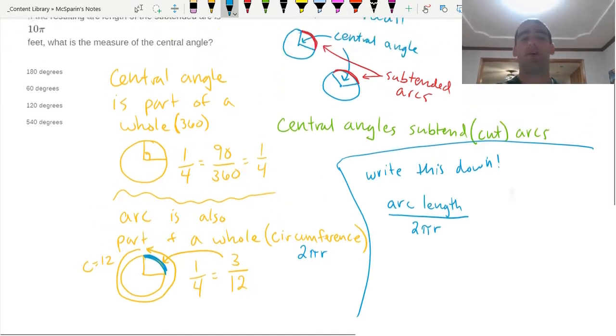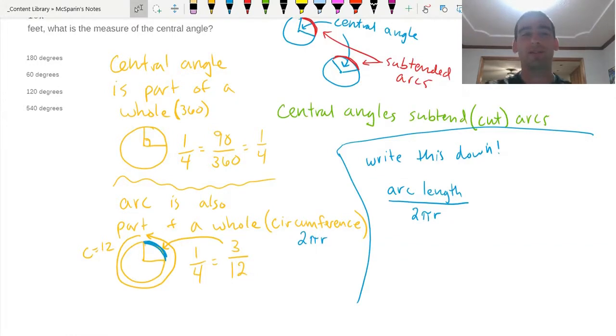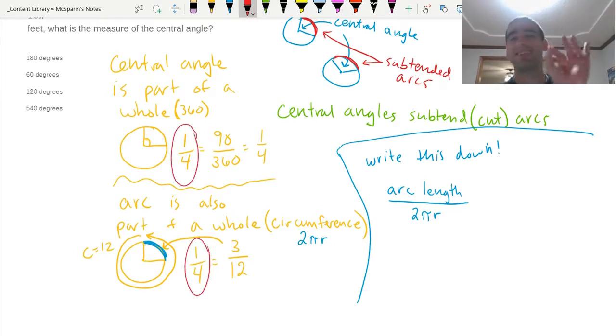Now, here's the cool thing. Notice that for both of my examples, it's the same fraction. It's the same part out of the whole. So when we're dealing with arc length and central angle, the fractions have to be the same. So we're going to set up a proportion.